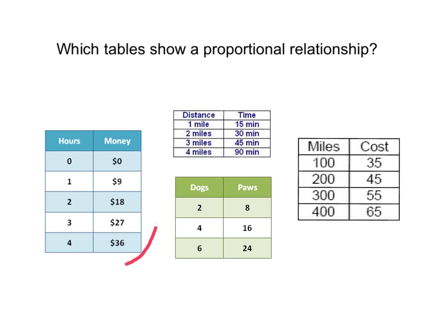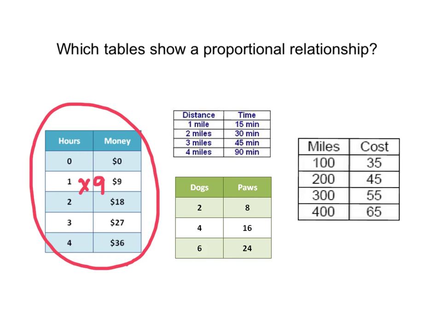Let's look at that first chart right here, hours and money. If I go 1 times 9, that's 9. 2 times 9, that's 18. 3 times 9, that's 27. 4 times 9, that's 36. If I go 1 times 2 and 9 times 2, it gives me the same number. 1 times 3, 9 times 3. 1 times 4, 9 times 4. This is proportional. Multiply by the same number for both quantities.